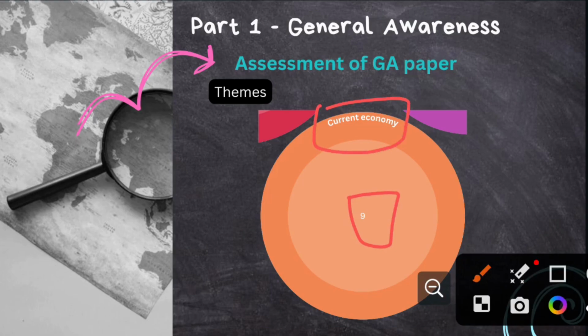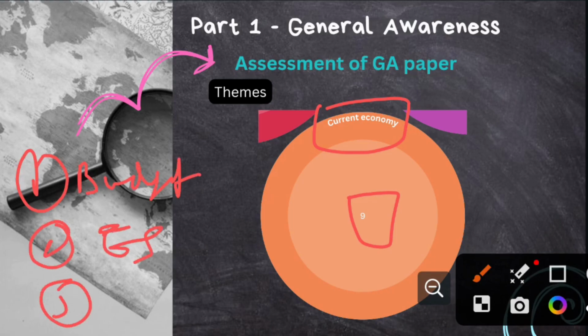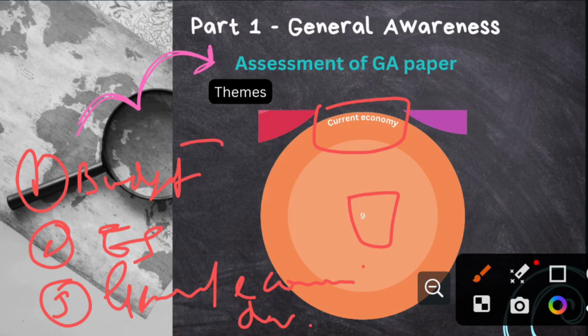Now if I talk about current economy, I think this is one of those parts which is very sorted. Predominantly, it has questions from the budget, questions from the economic survey, and questions from general economic developments.